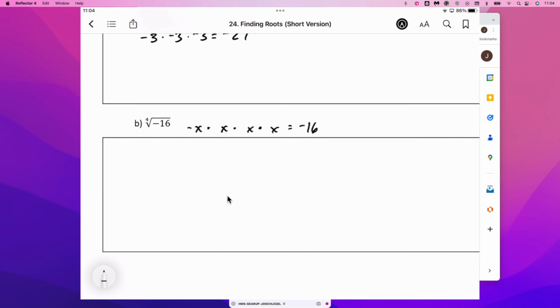So that doesn't work. Let's see what happens if I use negative numbers. If I multiply all negative numbers, I would get a positive answer. And so negative x times negative x times negative x times negative x also doesn't work. Nothing works. So the answer is no.